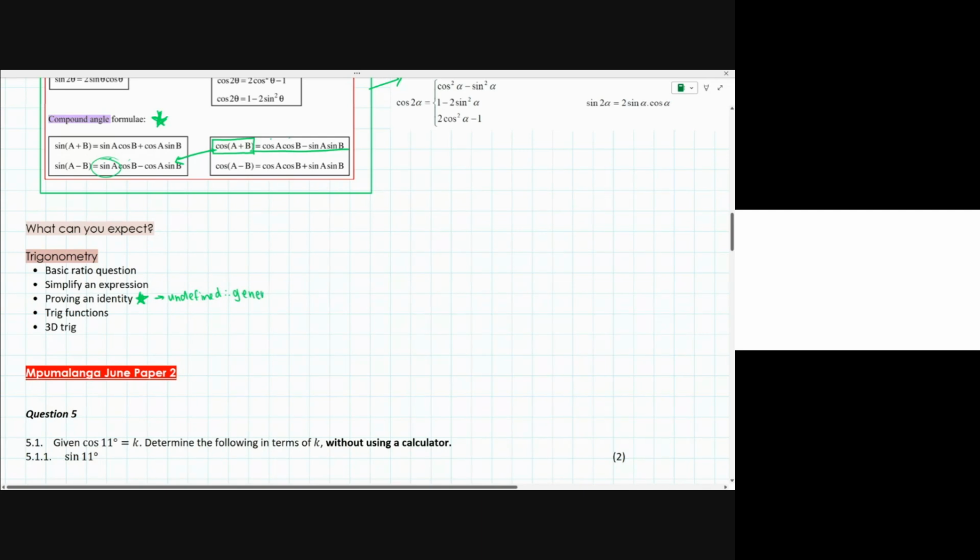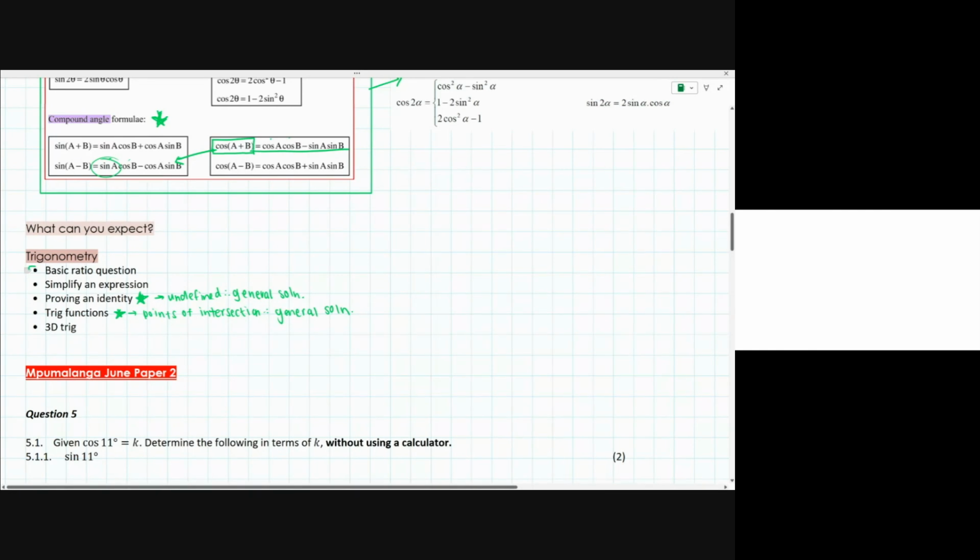And I think I actually have a question like that we'll have a look at. Trig functions. This is also where general solution can come up with points of intersection. And this is generally where we test general solution. So you can see here, I haven't listed general solution as a type of question. It falls into one of these other 2 generally. And then finally, you will have a 3D trig question.